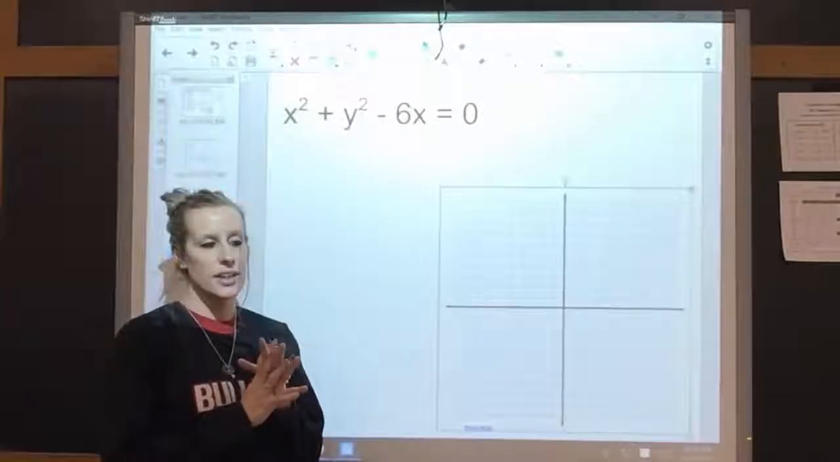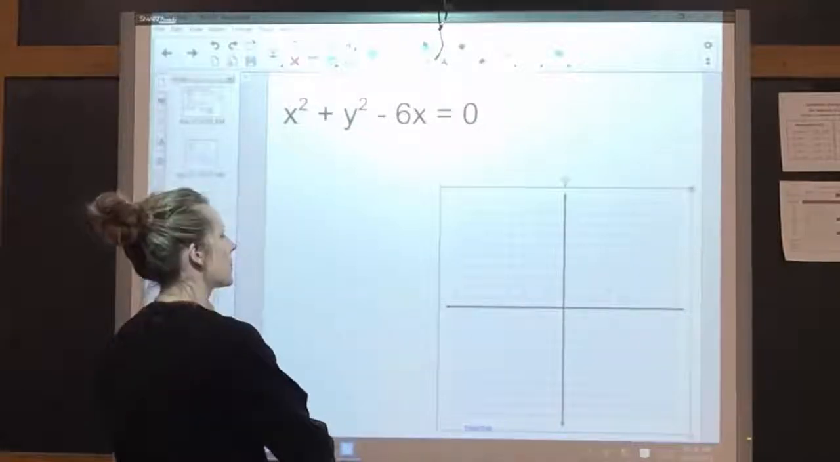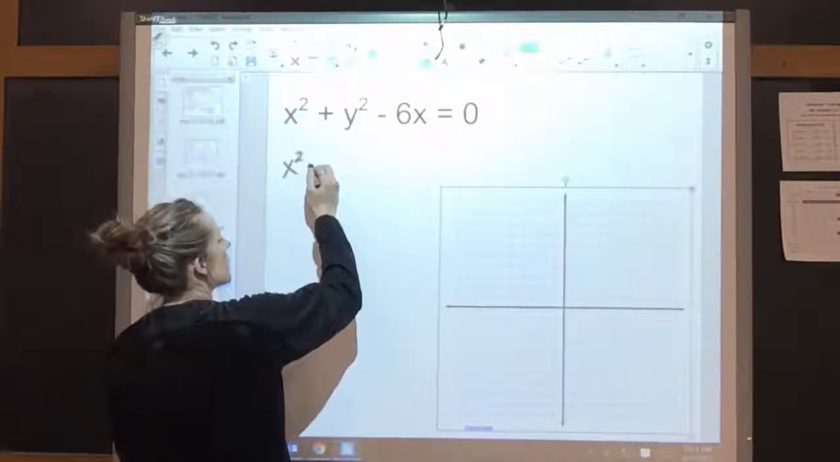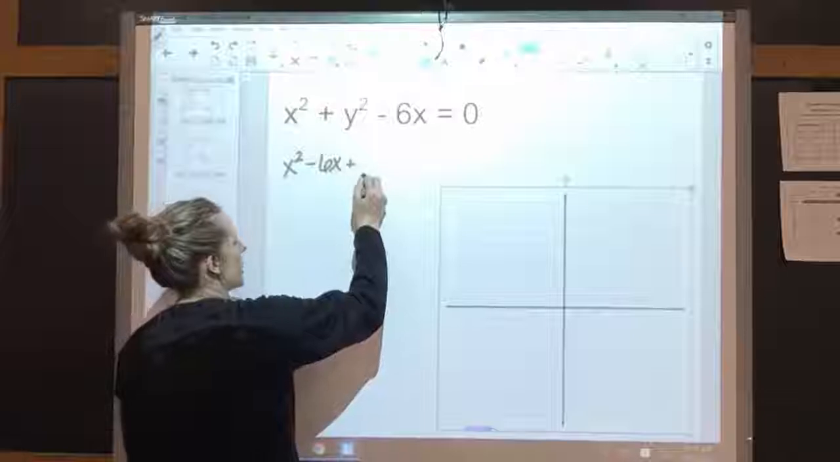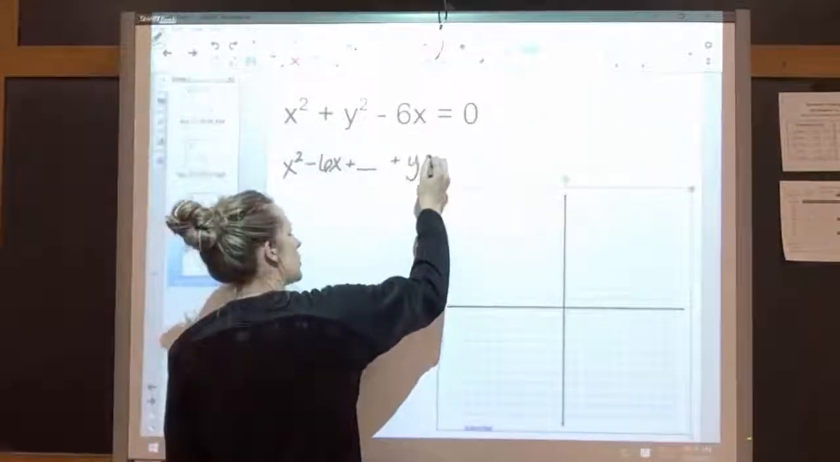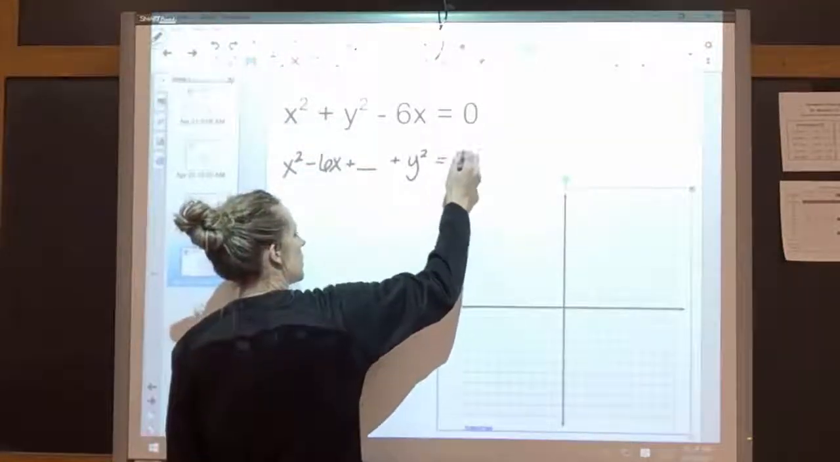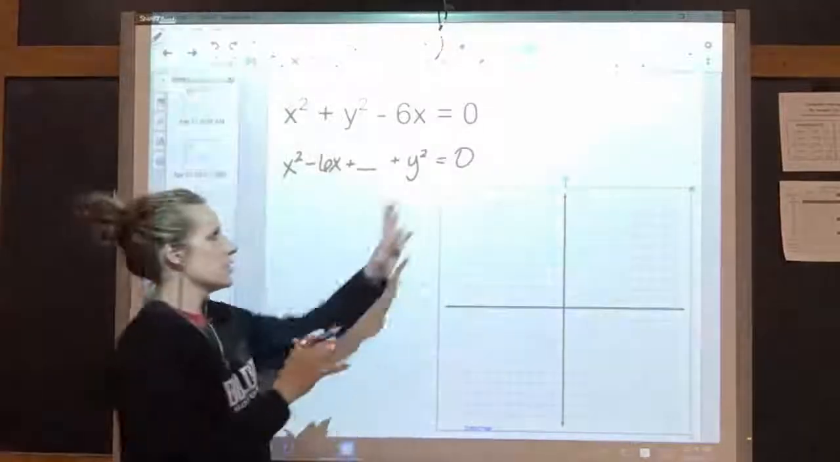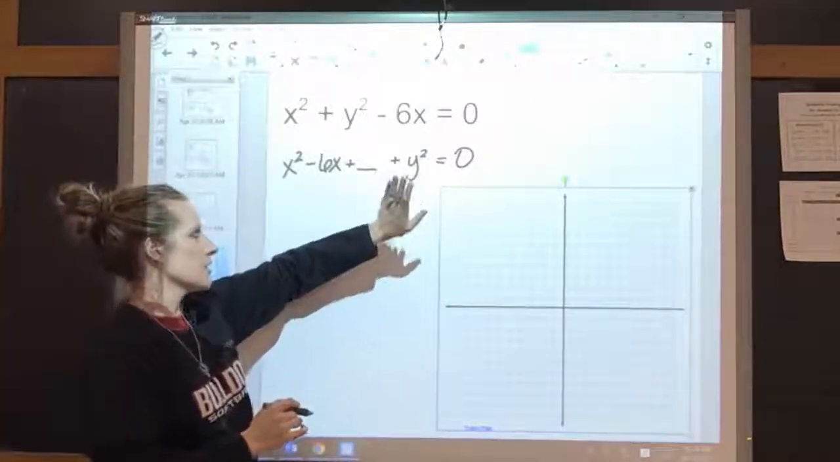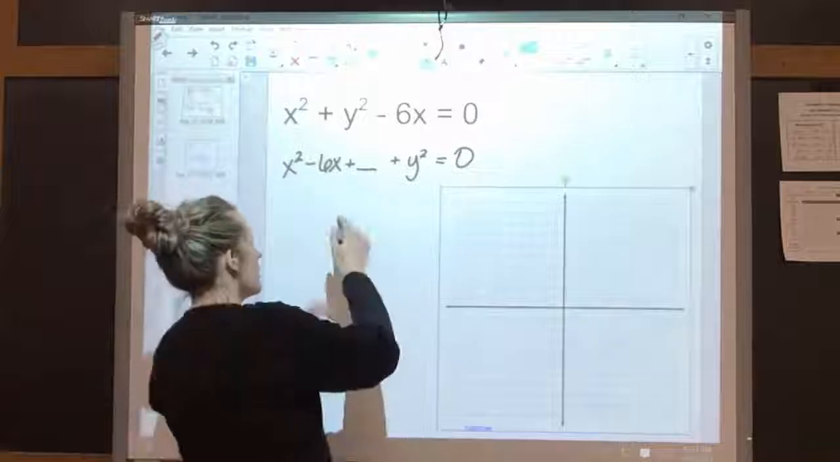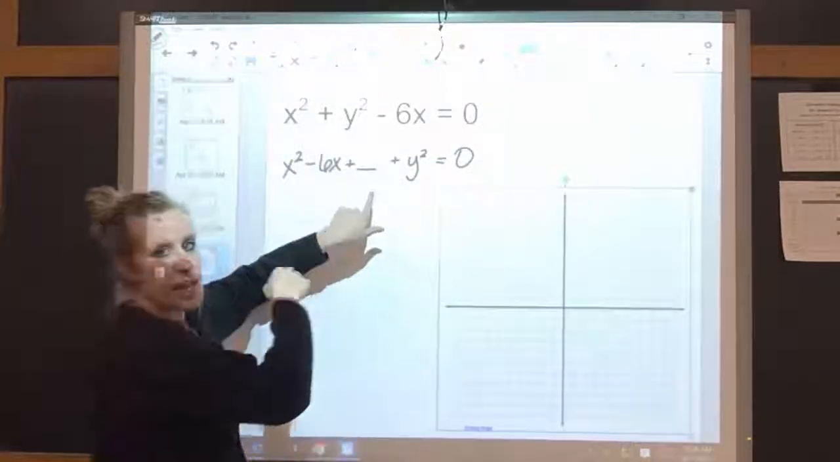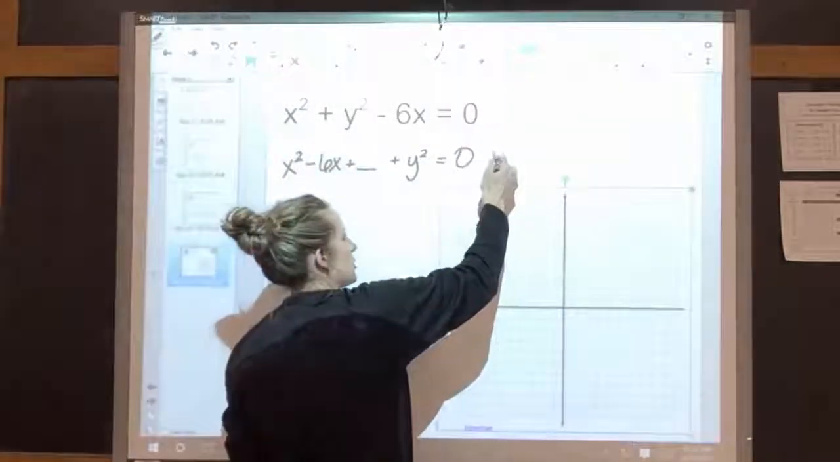The last one, you kind of had to think a little bit. We have x squared minus 6x plus blank. On the y squared, you don't have to do anything. Well, I mean, you don't have another y, right? So we're just going to leave it y squared. And then since we have a plus blank on the left side with the x's, we have to put a plus blank on the right.